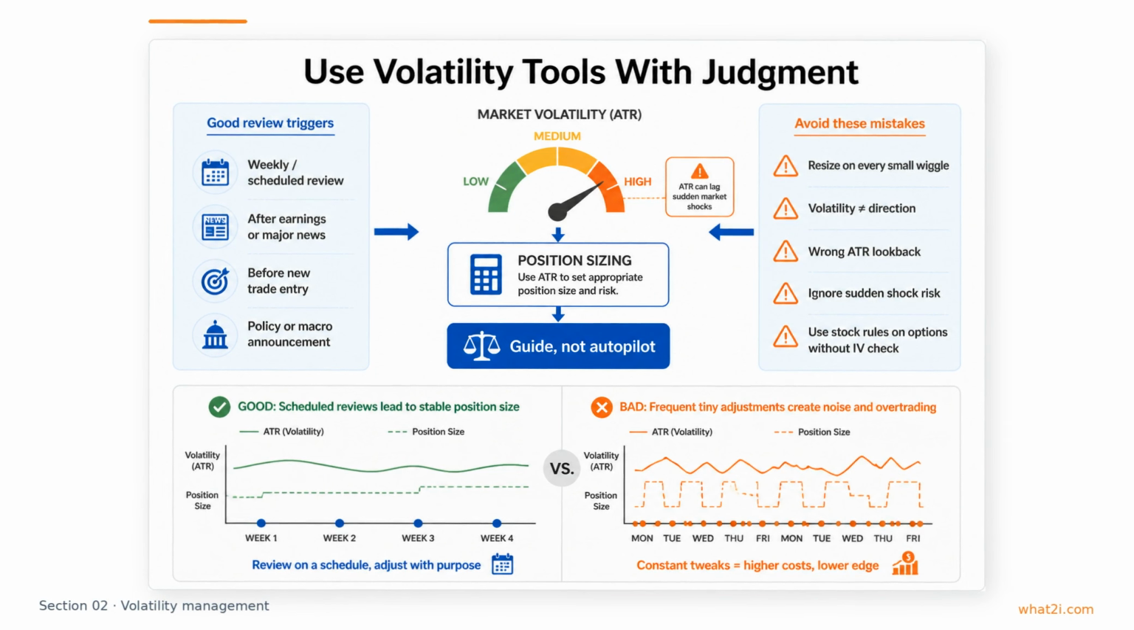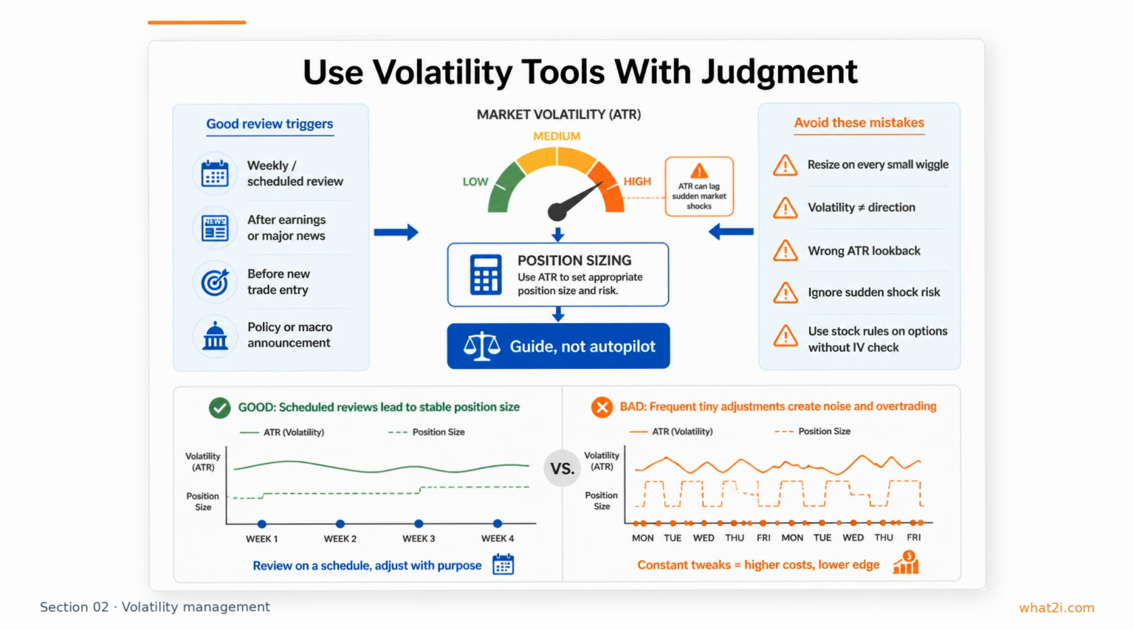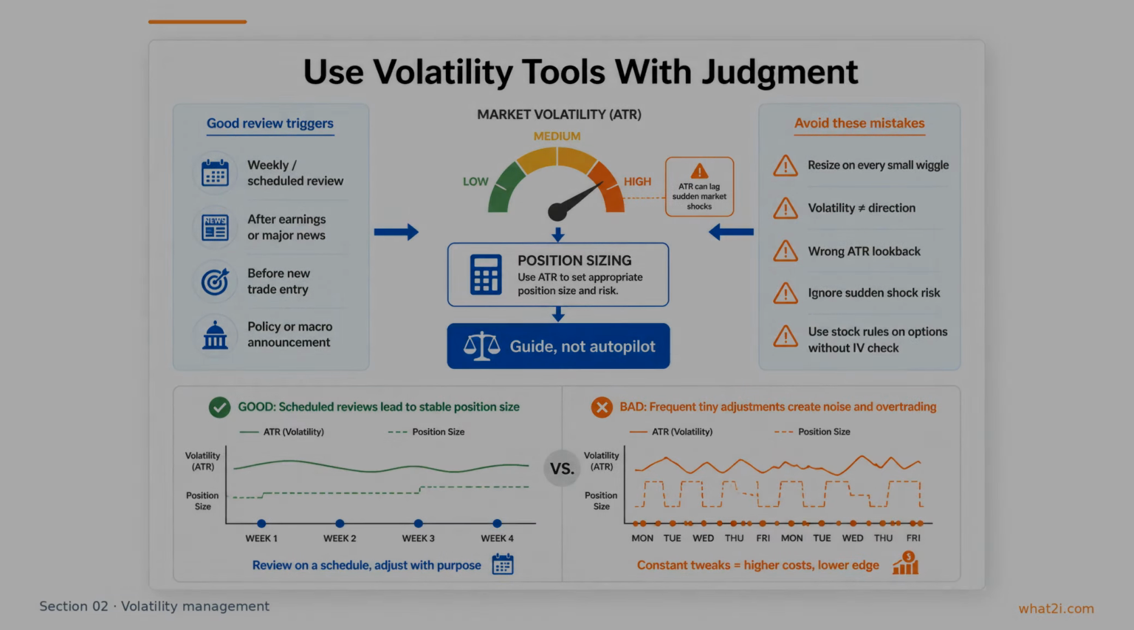It is also easy to confuse volatility with direction, but the two are different. A market can be volatile and still trend upward, or quiet and still decline. ATR can also lag sudden shocks because it is based on recent history rather than instant foresight. Good risk management uses volatility as a guide, with judgment layered on top.